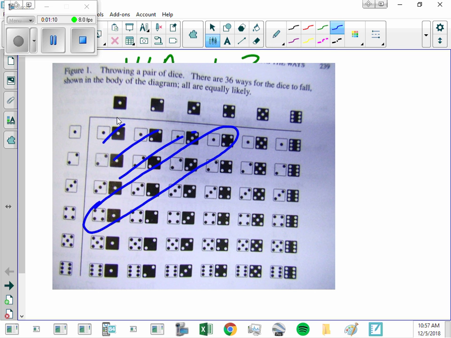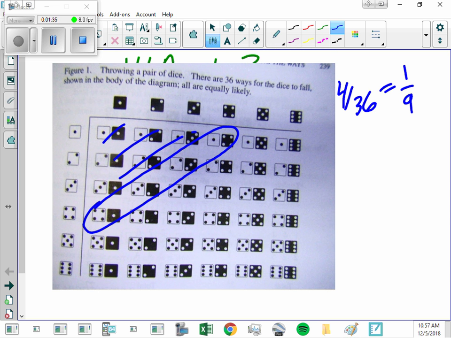So, how many ways are there to roll a 5? 4 ways out of 36, so 4 out of 36 is 1/9. Okay? All right.